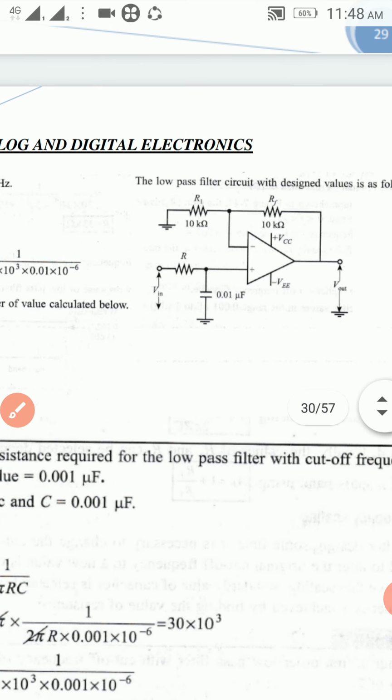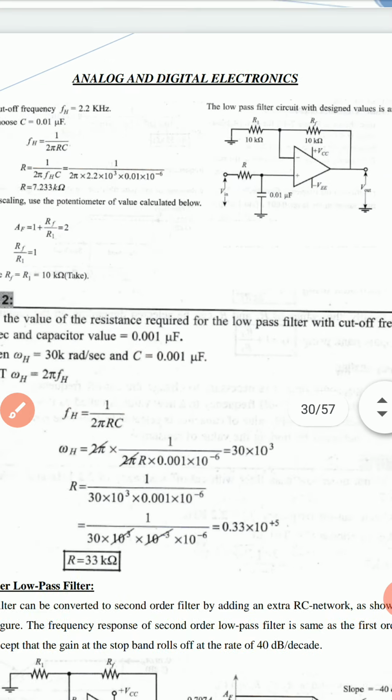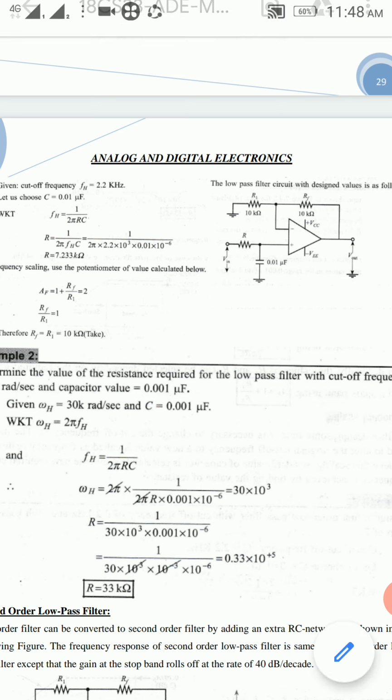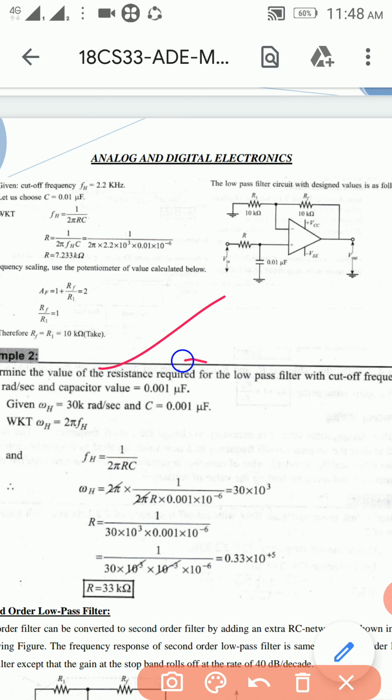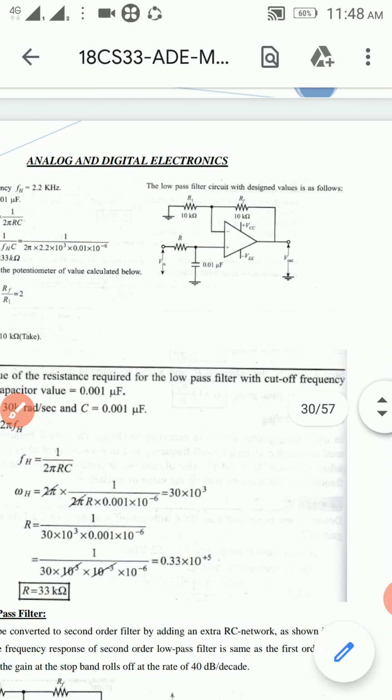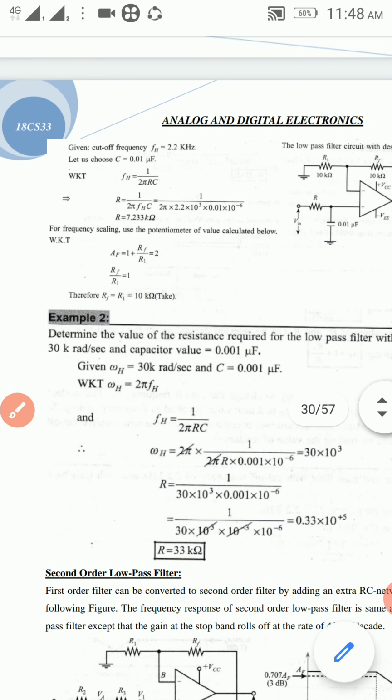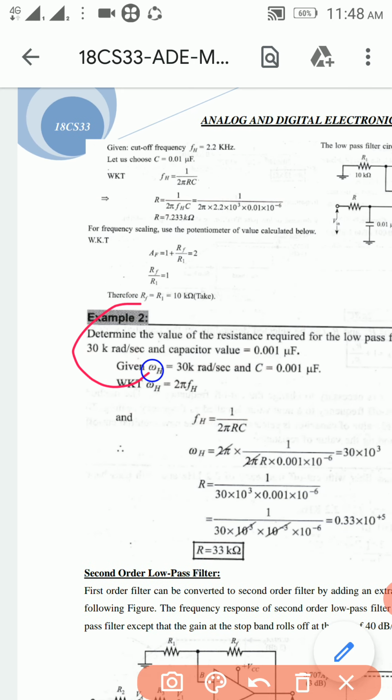Okay, next problem. Determine the value of resistance required. The capacitor value has been given, and WH has been given as 30 kilo radian per second. So we know the formula WH is equal to 2 pi FH, and FH is equal to 1 by 2 pi RC. We know the C value and the FH value.